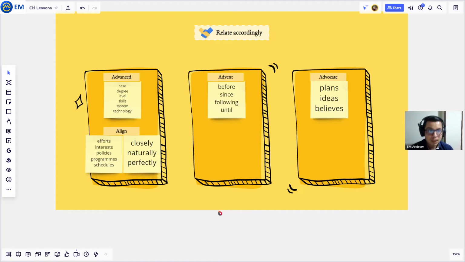Okay. Now doing this again. The thing is that plans, ideas, and beliefs is something that you can actually align to, because when you have an agreement on plans, ideas, and beliefs, you align to those plans, ideas, and beliefs. But we are not going to leave advocate without any sticky notes, so I think we better do it this way. So yeah, this should be it about this part.